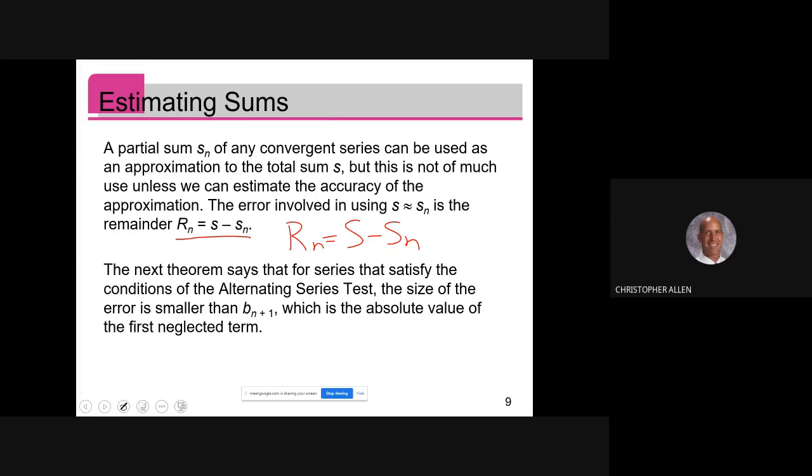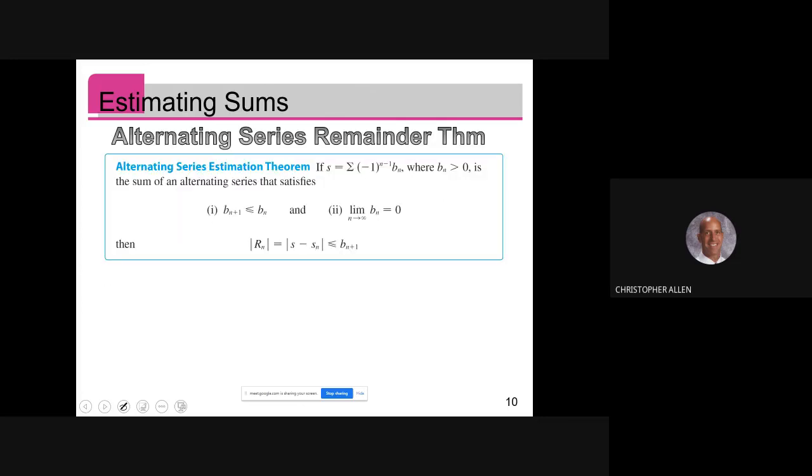The next theorem says that for a series that satisfies the conditions of the alternating series test, the size of the error is smaller than the next term, which is the absolute value of the first neglected term. In our textbook, this is referred to as the alternating series remainder theorem. This particular book, made by the same author but a different book, calls it the alternating series estimation theorem. They're the same thing. The remainder is what we're talking about here.